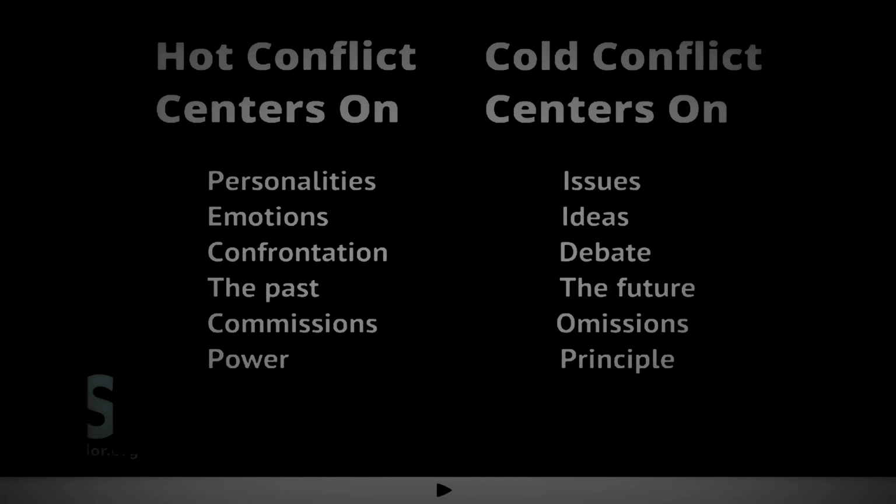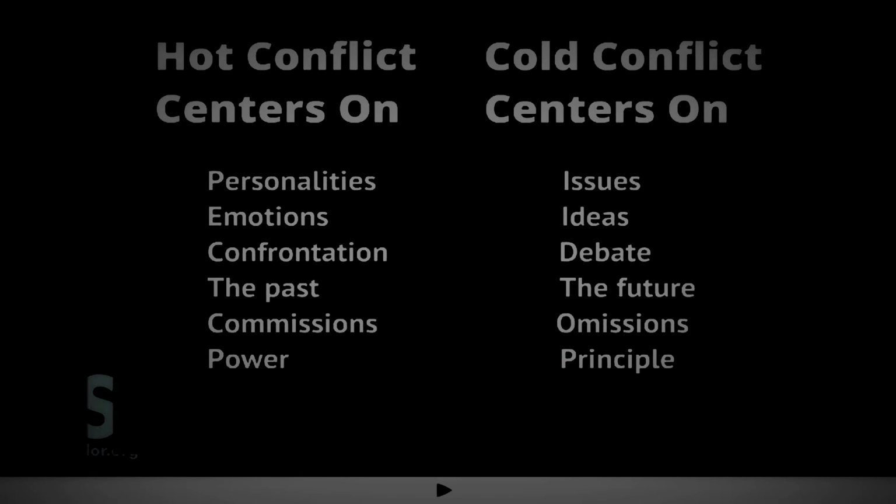Remember the dimensions of both hot and cold conflict. Hot conflict centers on personalities, whereas cold conflict centers on issues. Hot conflict centers on emotions, whereas cold conflict centers on ideas. Hot conflict deals with confrontation, whereas cold conflict deals with debate.